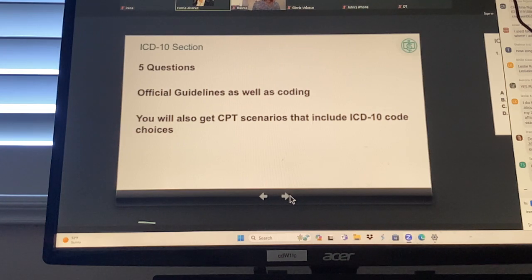In the ICD-10 section, there are 5 questions, and there are official guidelines as well. And you will also get CPT scenarios with ICD-10 codes. So when it says you only have 5 ICD-10 questions, it is just the ICD-10. It's not with CPT. So you'll get more than the 5 questions.